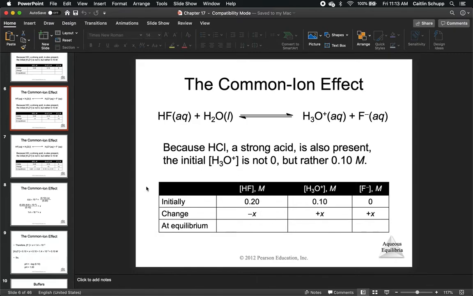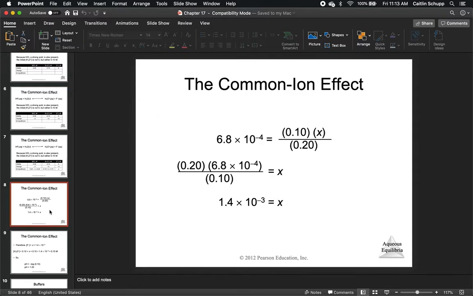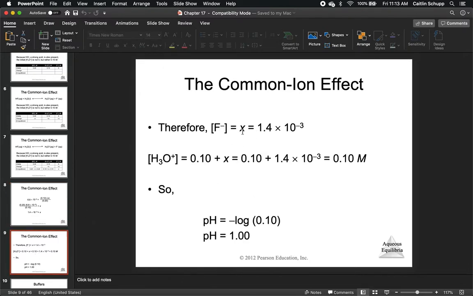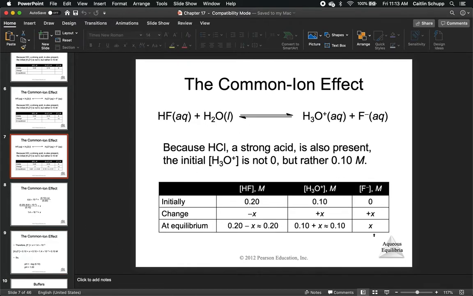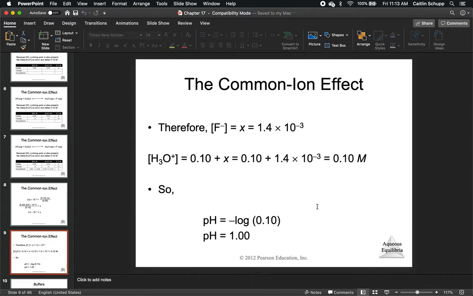So what we're going to do is take that x, and we're going to add it to the initial concentration of the H plus. So now we know that the F minus concentration, which is just going to be x at equilibrium, is going to be this 1.4 times 10 to the negative third. Now, we don't really care about that number. We care about what's happening to H3O plus. So we're going to take that 0.1 we started with. Remember, that comes from the HCl. It's the common ion, if you will. We're going to add the value of x we just got. We're going to see that that's really small and it really doesn't change this all that much. And we're going to get a pH when we plug it in of about 1.